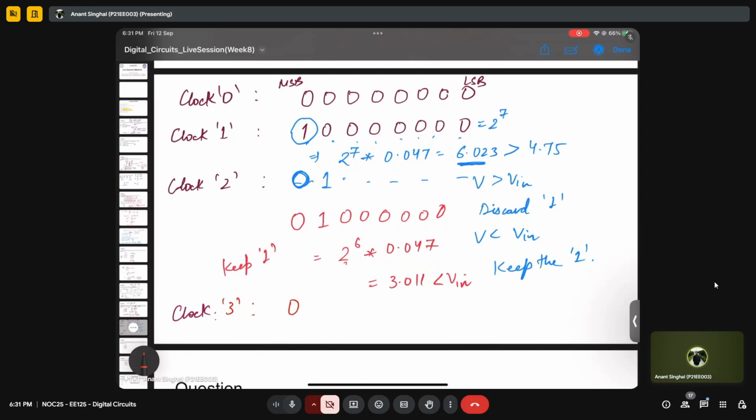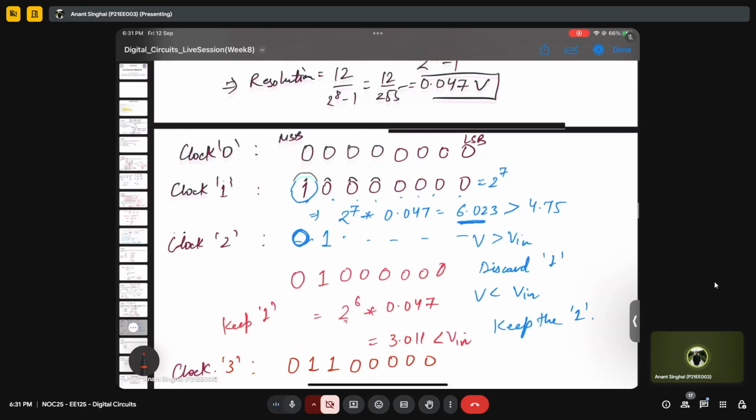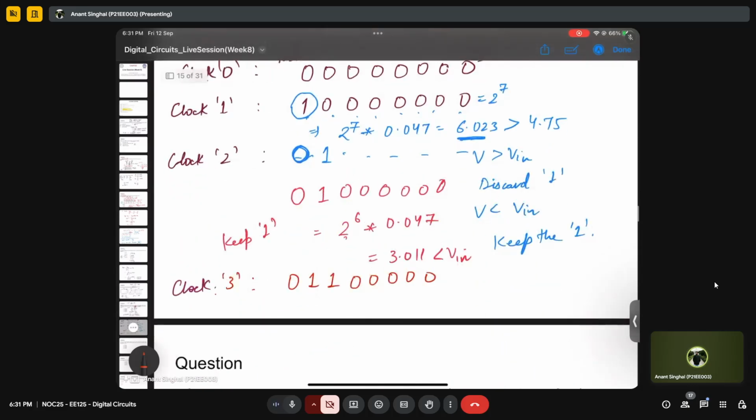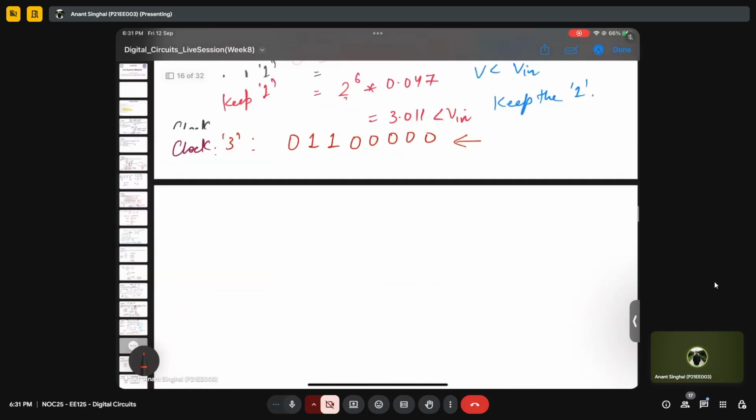So 0, 1 will remain intact, and now this will become 1. So it's 0, 1, 1, 0, 0. Now, as we have seen, the question clearly says that we need to find the output at the end of the clock 3. If it would have been written at the start of the clock 3, then this would have been the answer. But we need to find out at the end of the clock 3. So we need to process it once more.